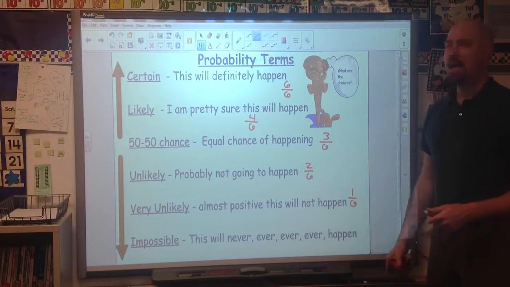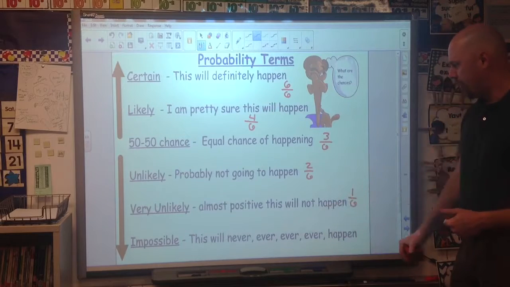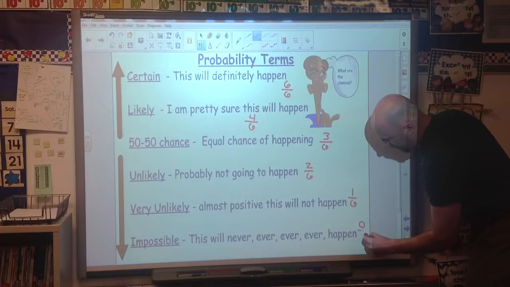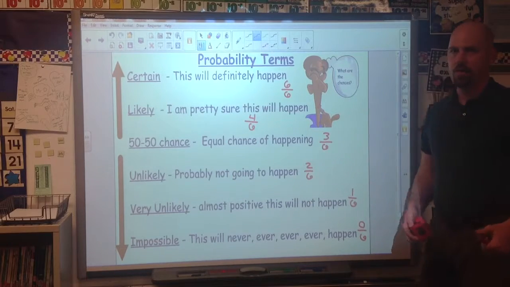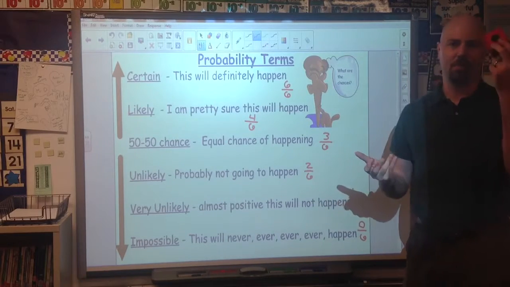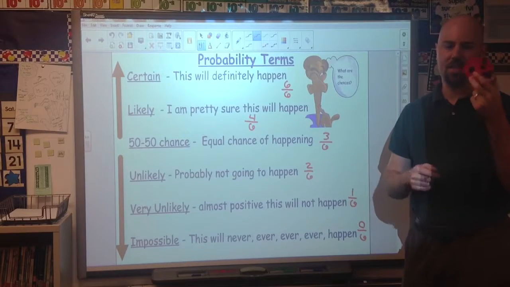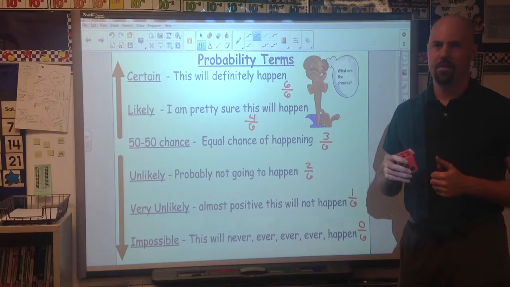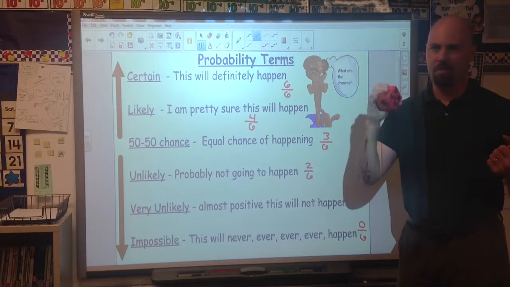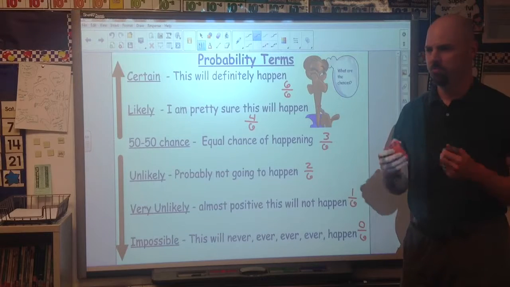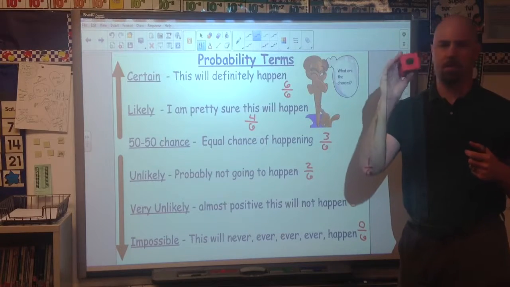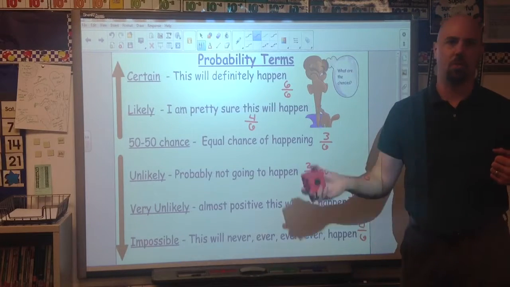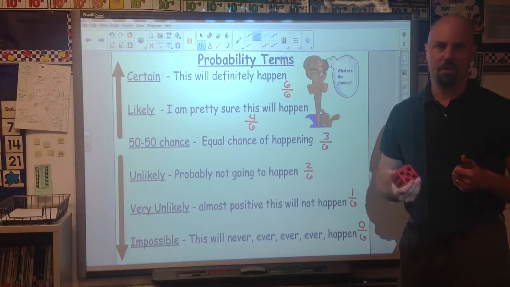And then an impossible thing. This will never, ever happen. That would be a 0 out of 6 chance. Now we talked to the kids about making up something silly. So I've got a dice here. It's a 6-sided dice. It's numbered 1 to 6. What are the chances that I'm going to roll a 55? You don't have a chance to roll a 55. What about 112? It's not on there. What about a picture of Mr. DeLugas' face? You have a 0 out of 6 chance. You could roll this dice for the next 25 years, and that's never, ever going to happen.